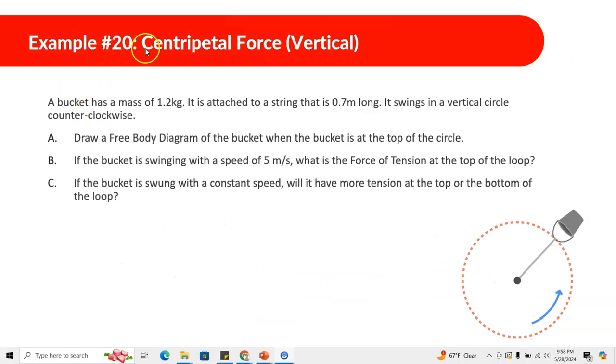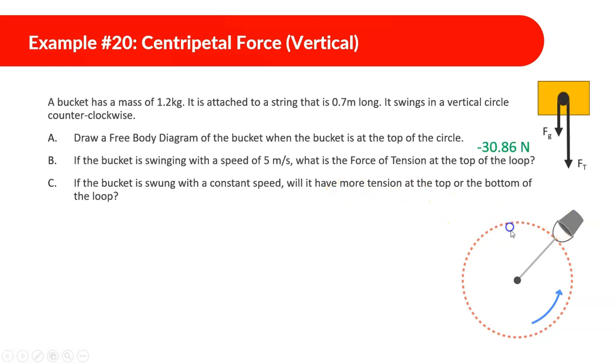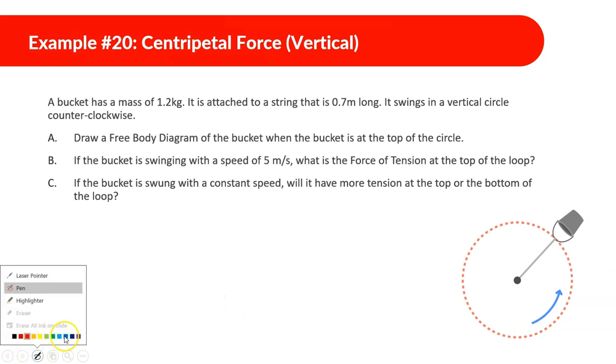Alright guys, so it looks like we have one more question. A bucket has a mass of 1.2 kilograms, a very similar question, is attached to a string that is 0.7 meters long. It swings in a vertical circle counterclockwise. Draw a free body diagram of the bucket when it's at the top of the circle.